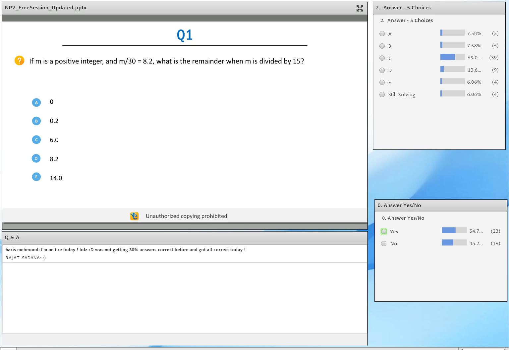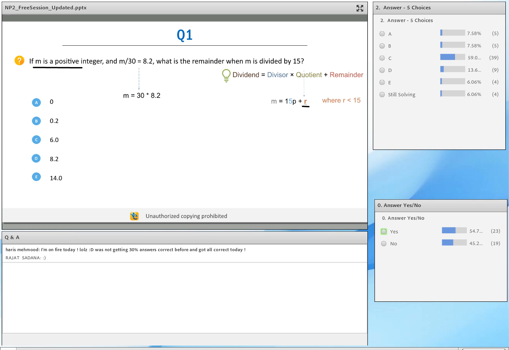Okay, what's given to us is A, that m is a positive integer, and m divided by 30 is 8.2. And what the question is asking us is, what is the remainder when you divide m by 15. So again, the same concept that we used in the prior question is what we're going to use, that your dividend can be expressed as divisor times quotient plus remainder. Now once we have that, what's been asked is to express m in terms of 15p plus r, where r has a constraint that r has to be less than 15. That's what we need to know. We want to know what this r is.